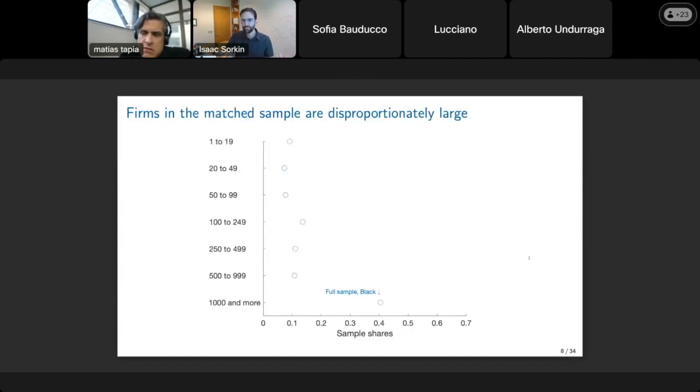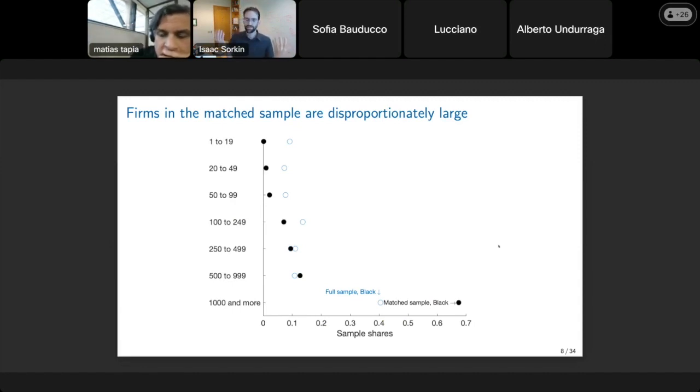What this figure is showing you is the distribution of black workers across the employer size distribution, just among all black workers, so the full sample. The top is the smallest firms, and the bottom row is the largest firms. About 40% of black workers in the sample are employed at firms with 1,000 or more workers. When I go to the match sample, you can see I lose almost all of the small firms, and the sample is about 70% these largest firms.